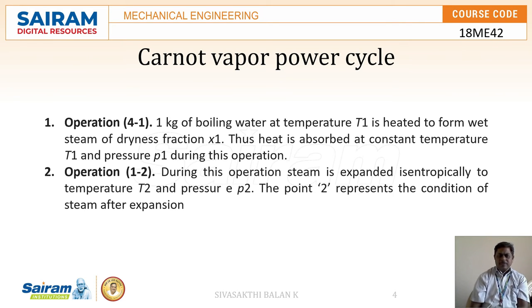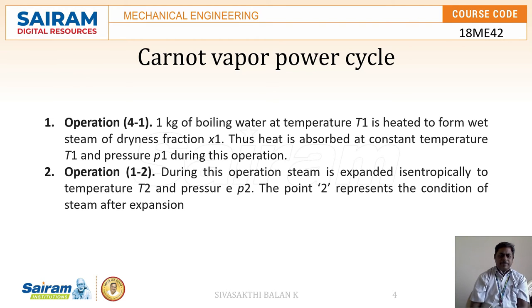Let us see what the four operations are which the vapor power Carnot cycle undergoes. Operation 4 to 1 is the first part. Moreover, for a forward thermodynamic cycle, the complete cycle moves in the clockwise direction. In case of a reversed cycle, the complete process moves in the anti-clockwise direction. For example, the reversed Brayton cycle moves in the anti-clockwise direction.